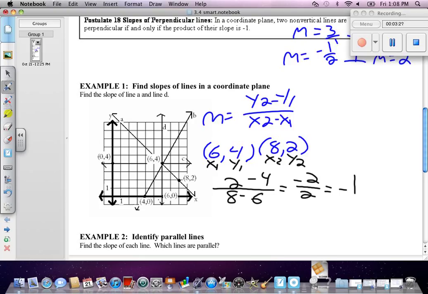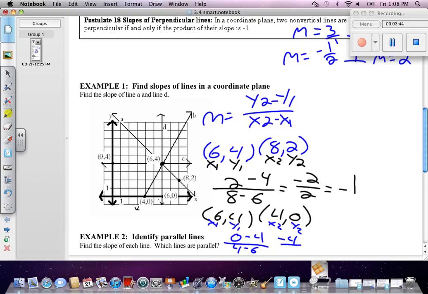Now I'm going to figure out B. B's points are (6, 4), because they both go through the same point right here, and (4, 0). I'm labeling them x1, y1, x2, y2. So I go 0 minus 4 over 4 minus 6. So I get -4. 4 minus 6 gives me -2, so -4 divided by -2 is 2.